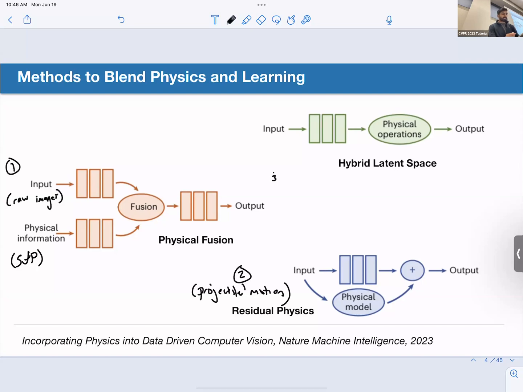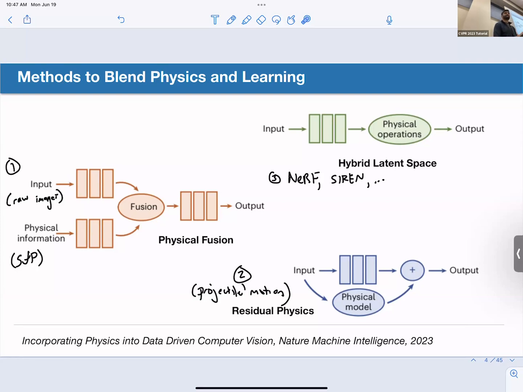A third way that we're seeing is to use a hybrid latent space. This is very popular in methods like NeRF, SIREN, and so on, where you're representing this data. The idea is to regress some quantity that could be physically interpreted. For example, NeRF is regressing color and opacity, which can be physically interpreted via volume rendering. That gives you a hybrid latent space that you're regressing, which can be interpreted by the neural network as having a loss, but also in terms of the physics of the problem. So these are three broad ways of blending physics and learning, and as you can imagine, they have their benefits and limitations.